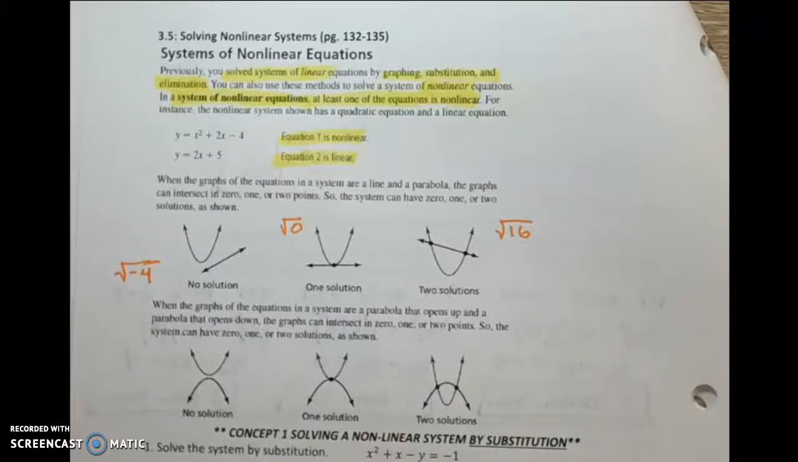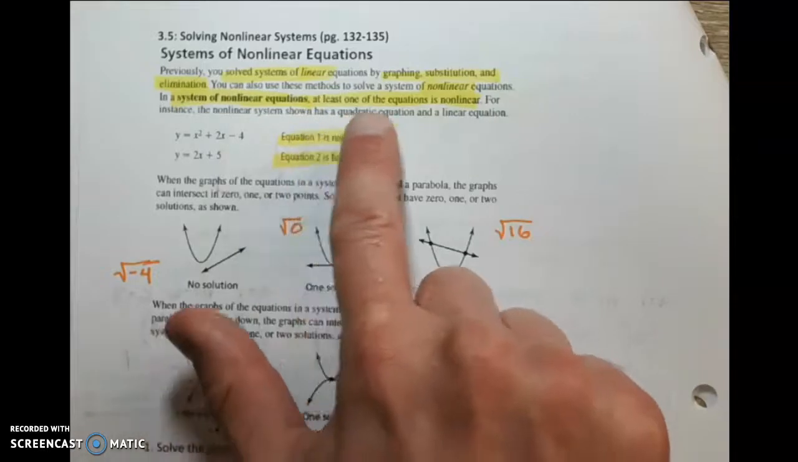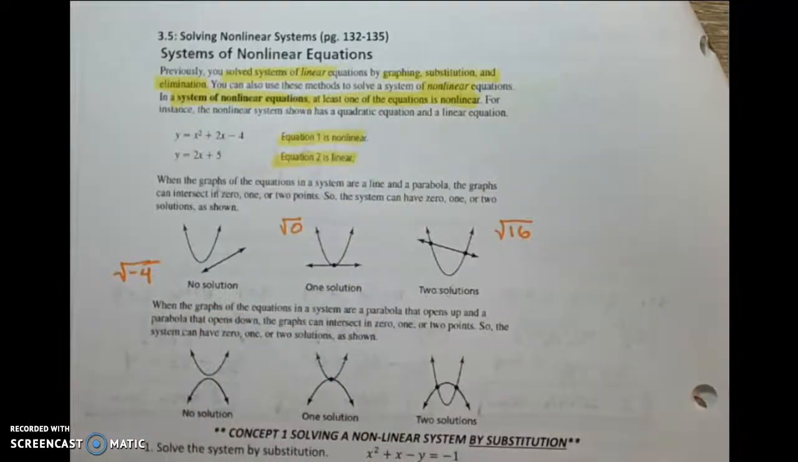3.5, solving nonlinear systems, is on page 132 through 135, systems of nonlinear equations. Okay, so previously we learned how to solve systems of linear equations by graphing, substitution, and elimination. Well, you can also use these methods in solving nonlinear equations. Alright, so a system of a nonlinear equation has at least one equation that is nonlinear.